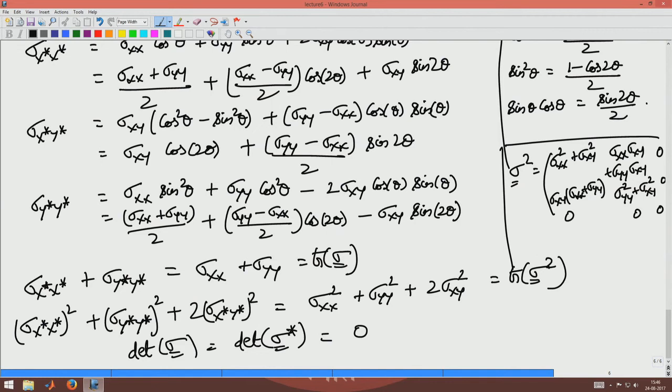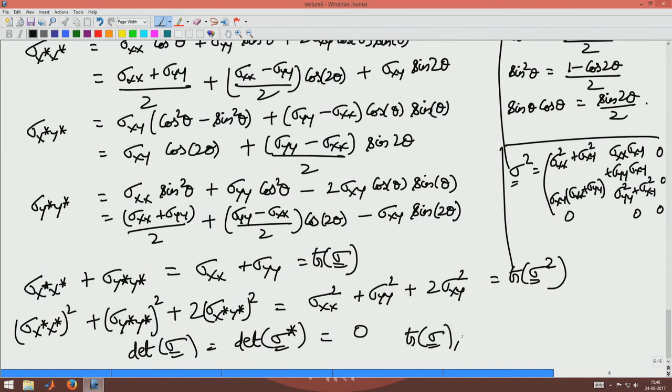So, what this means is there are certain quantities like trace of sigma square that do not change with the coordinate system. The components sigma xx or sigma xy will change with the coordinate system, but trace of sigma square and determinant of sigma do not depend on the coordinate system, and these are called the invariants of the stress tensor. Trace sigma square and determinant of sigma are called invariants of stress, because these do not depend on the coordinate system that is used to represent the stress tensor.